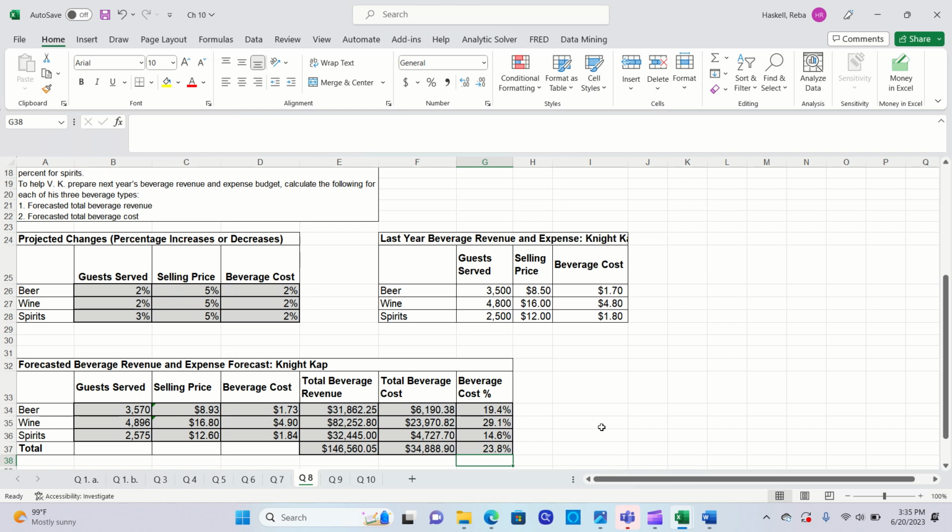Now, if his menu mix changes, his target percentage could be a little bit different. But if he's right on line with his guests served here and his selling price, and his beverage cost is a little bit off, then that is a red flag that something is wrong.